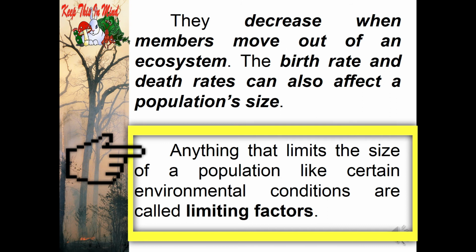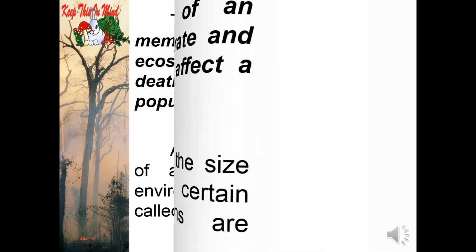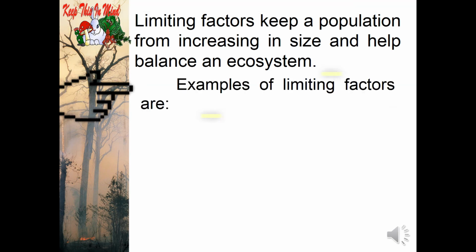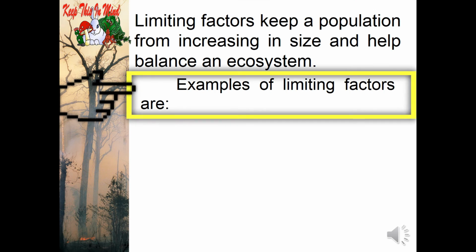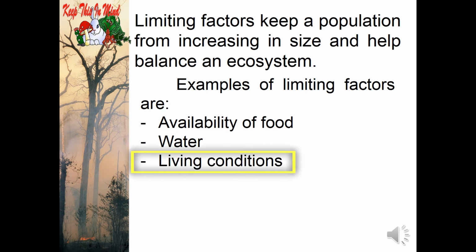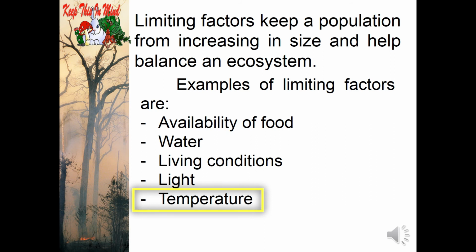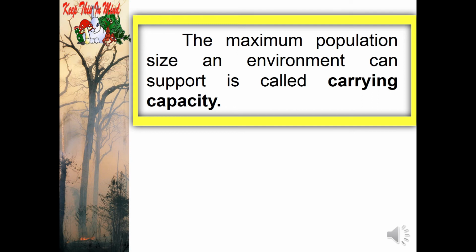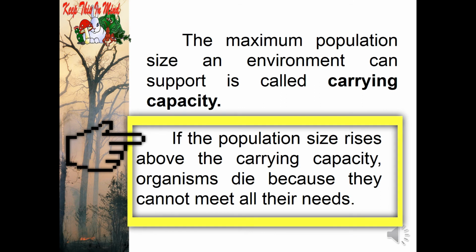Anything that limits the size of a population is called a limiting factor. Limiting factors keep a population from increasing in size and help balance an ecosystem. Examples of limiting factors are availability of food, water, living conditions, light, and temperature. The maximum population size an environment can support is called carrying capacity. If the population size rises above the carrying capacity, organisms die.